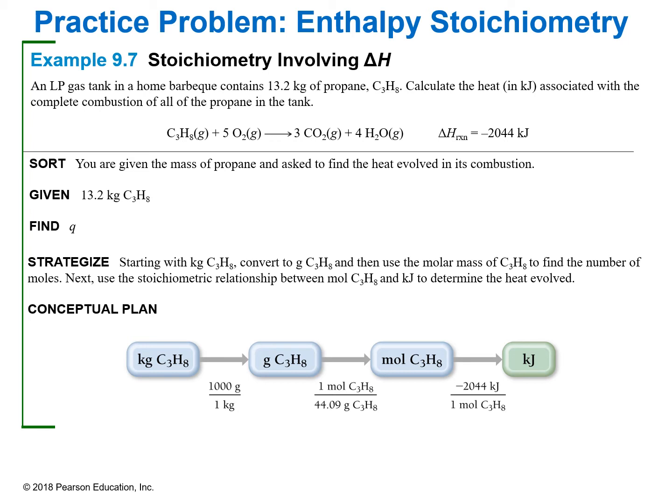Because I have a relationship in this equation right up here that says for every 1 mole of propane that I burn, I evolve negative 2,044 kilojoules of heat. That's why. So this is the value that we're ultimately going to plug in our equation, and this value comes from our equation. Stoichiometry.